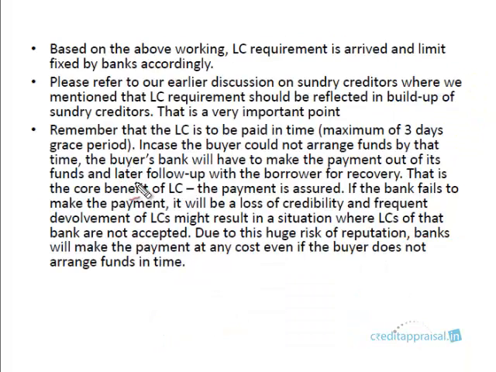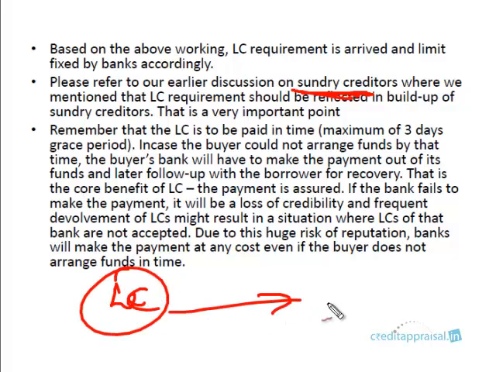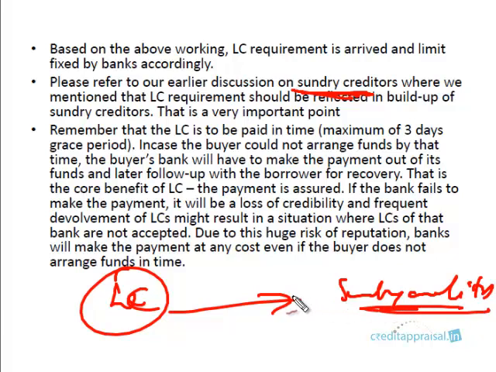Now when dealing with LC limits, one thing we have to be very particular about, which we discussed earlier also: the sundry creditors. The LC requirement should be reflected in the build-up of sundry creditors. That is an extremely important point. If a company has an LC limit and that is not reflected in the sundry creditors, basically it amounts to double finance. Because remember how we are calculating MPBF.